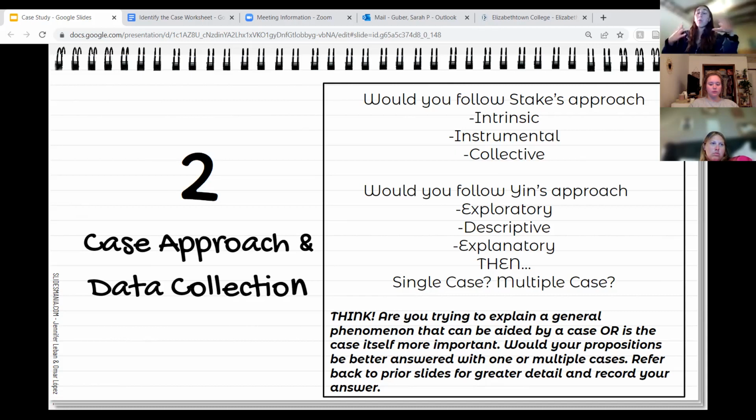If you need more help, you can also rewind the video for greater detail, but we did include definitions of each approach on our worksheet. So take a moment and circle, it's just multiple choice, what you think would benefit you best. You can pause and then come back when you're done.